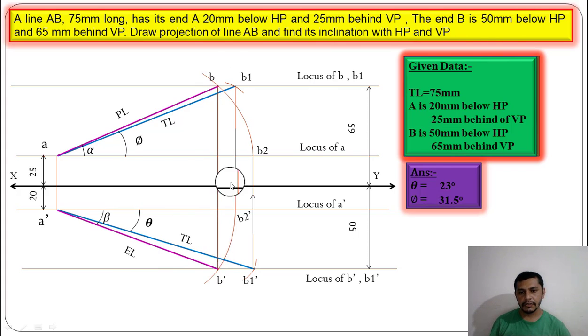Draw the end projectors to check the correct projectors. And now measure theta and phi. So if we measure, theta will be equal to 23 degree and phi will be equal to 31 degree, that we have to find.